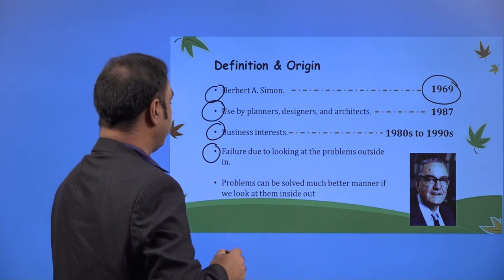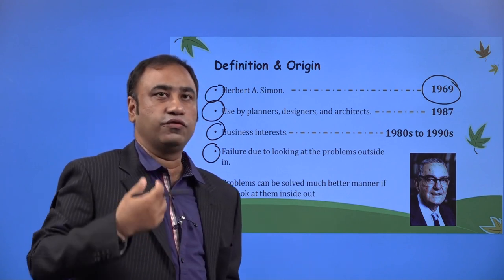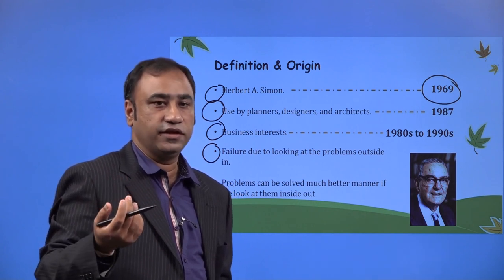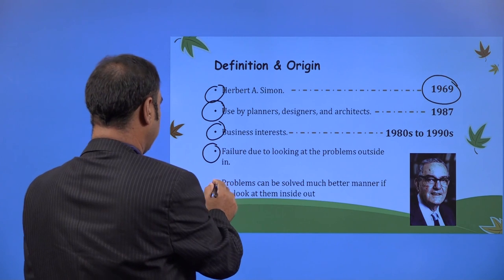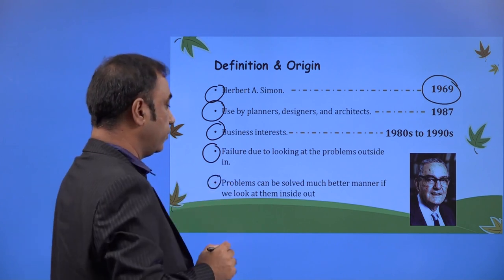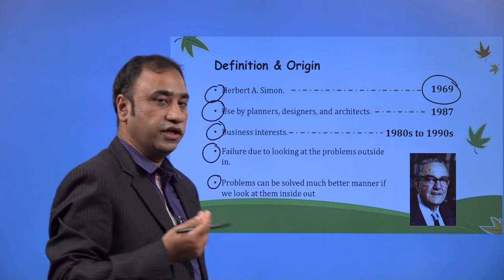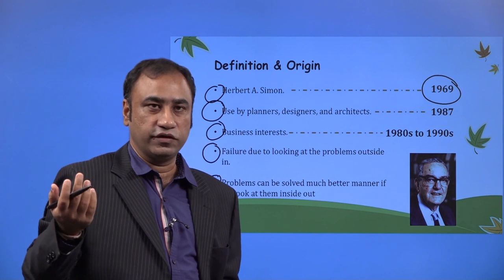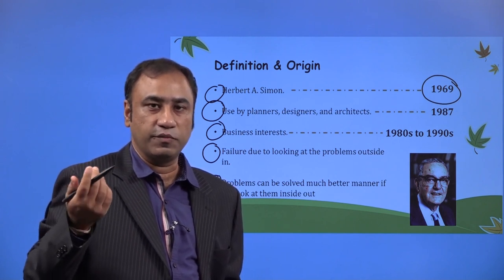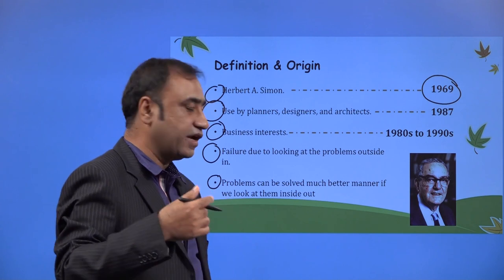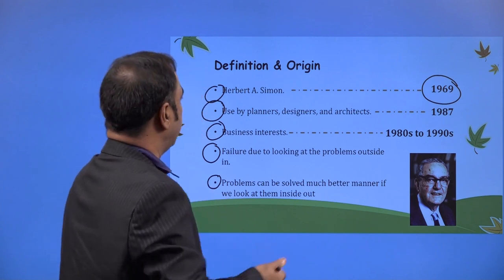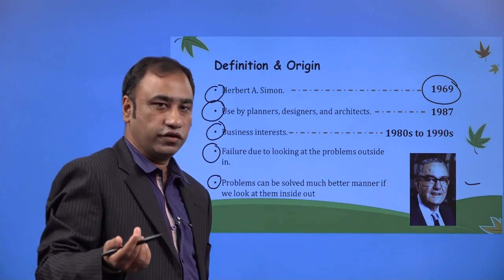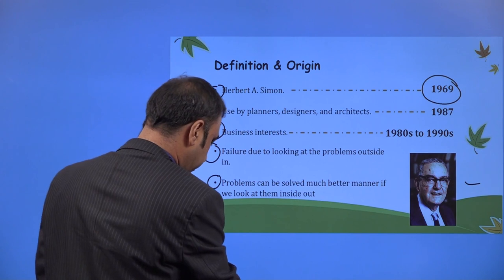Failure due to looking at the problems outside in. So we try to look outside and then come inside. There were a lot of failures which started happening when we were designing that way. Problems can be solved in a much better manner if we look at them inside out. First we understand the problem and then look for the solution, rather than first looking for the solution and coming back to the problem. It is the inside out approach. So Herbert A. Simon is the person who actually introduced the design thinking concept to this world of human-centered design.